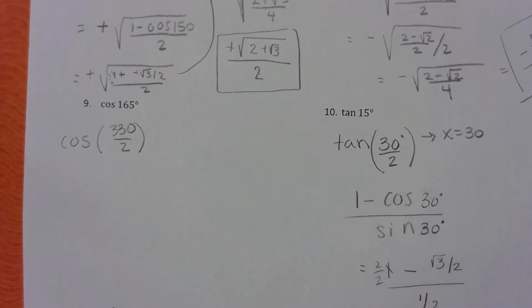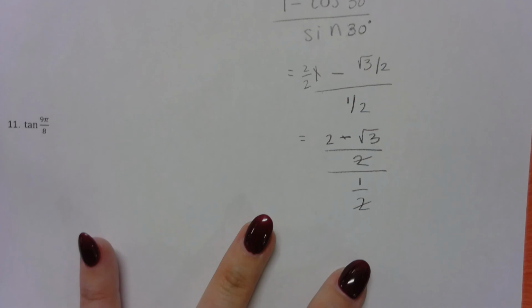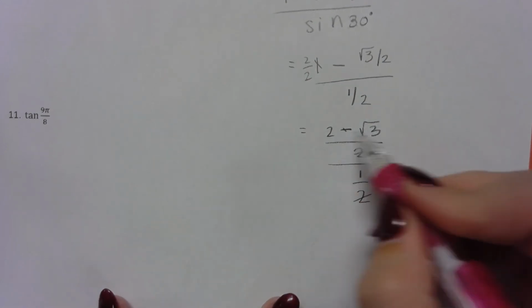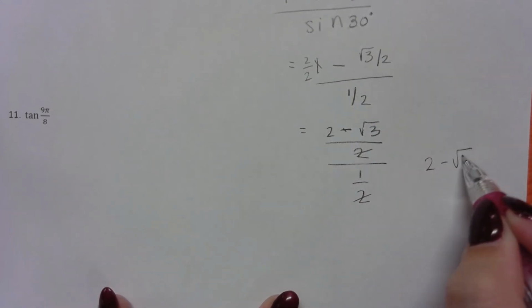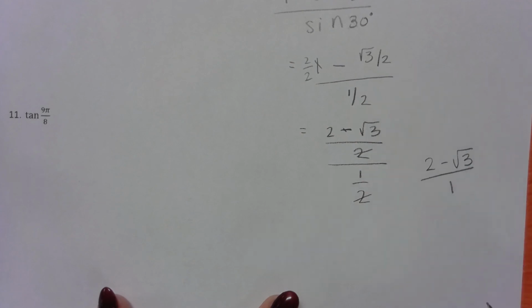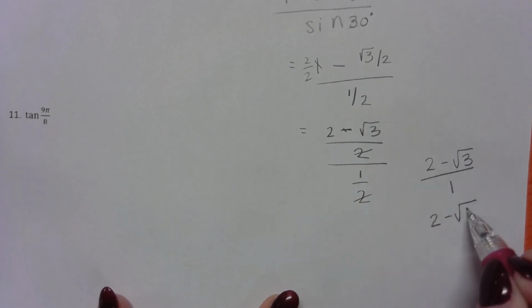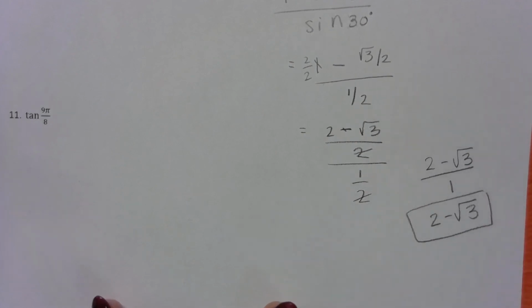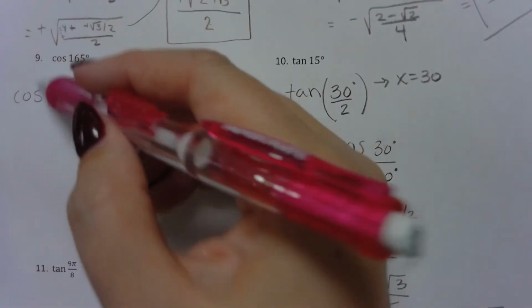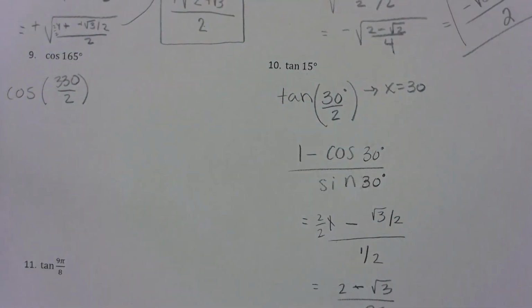Our 2's here can cancel. Oops, sorry, you can't see that. So we have 2 minus root 3 all over 1, which is just 2 minus root 3. Okay, I want you guys to try 9 and 11 and then go check your answers.